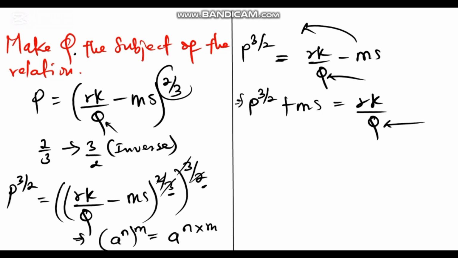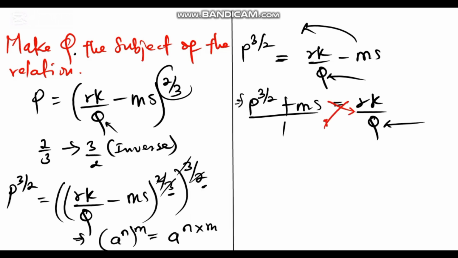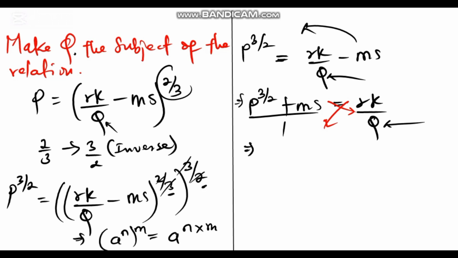So let us cross multiply. Don't forget this is over 1, right? So by the time we cross multiply, we're having this times this and this times this. So we are left with q times p raised to power 3 over 2 plus ms, right, is equal to rk.